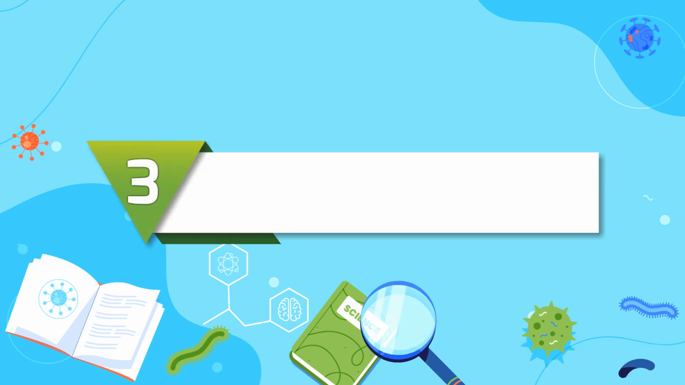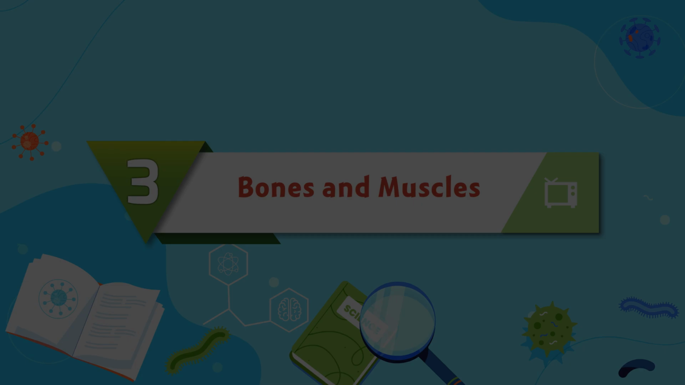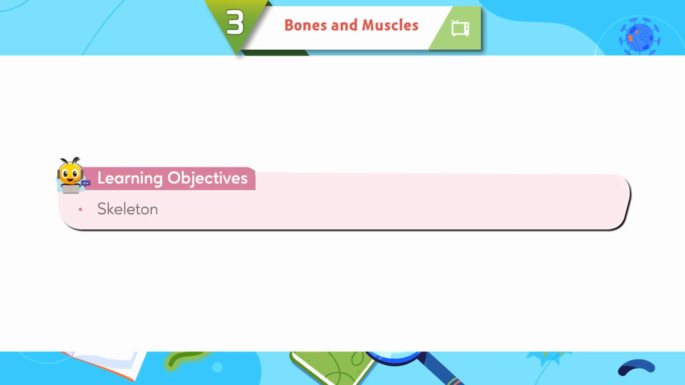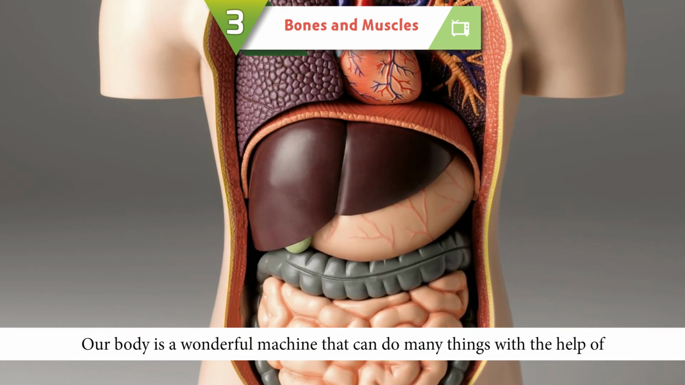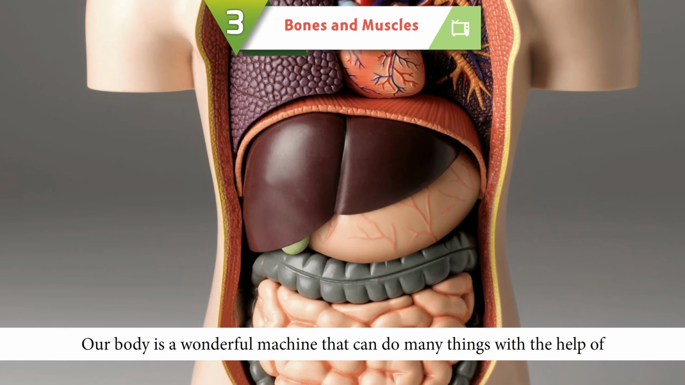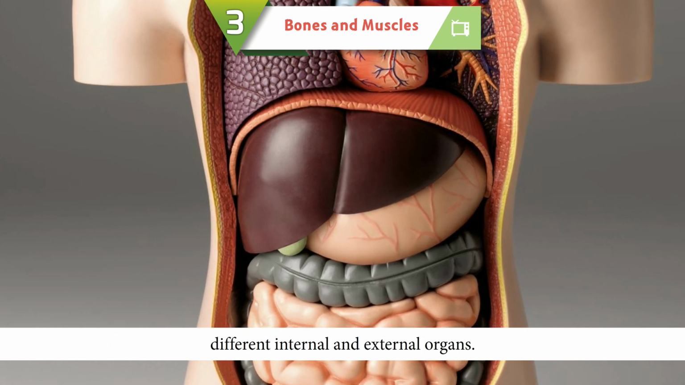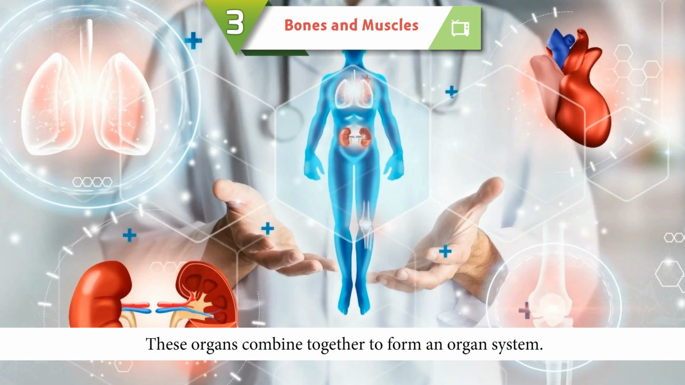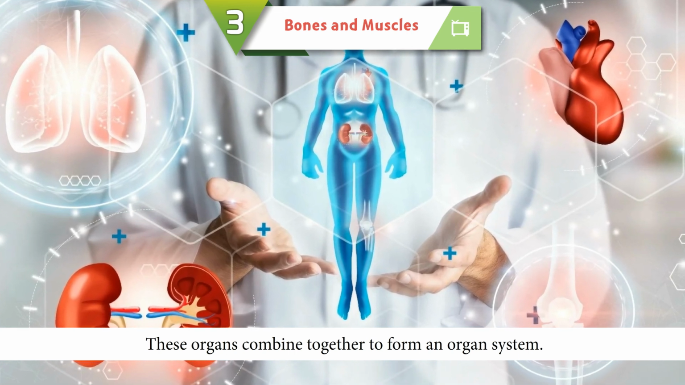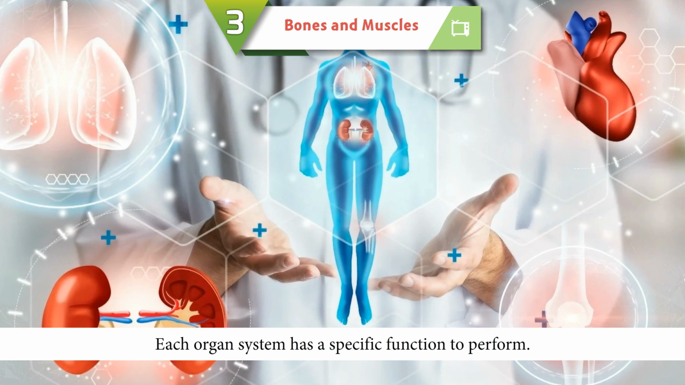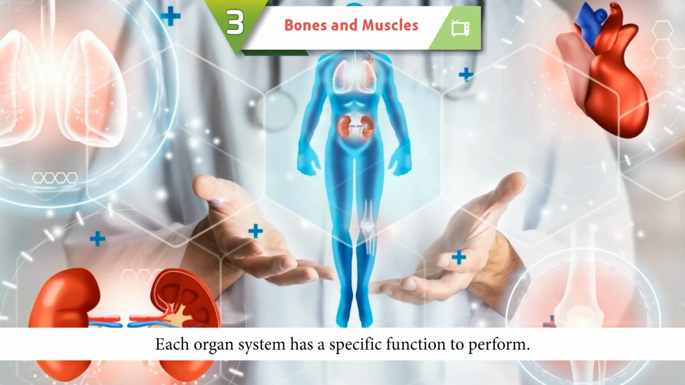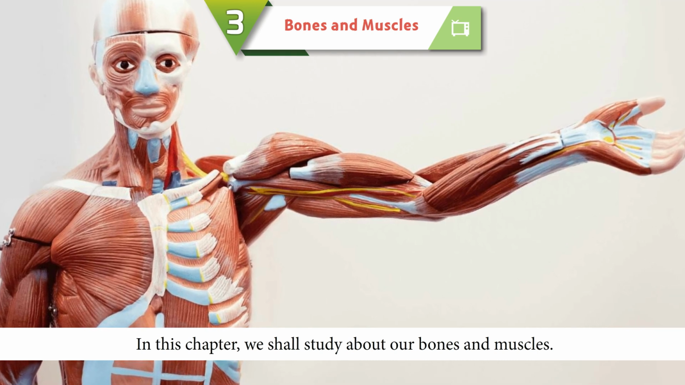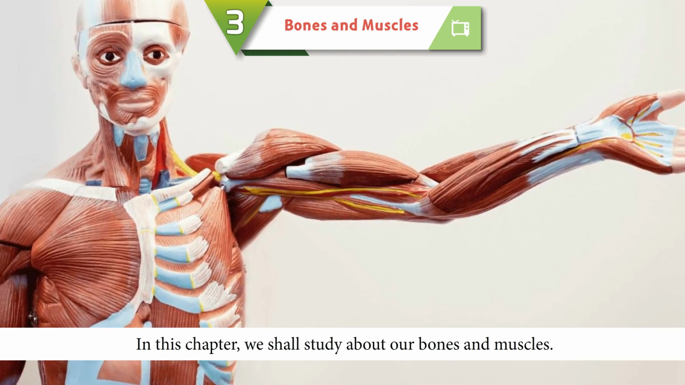Chapter 3. Bones and Muscles. Learning Objectives. Skeleton. Muscles. Joints. Our body is a wonderful machine that can do many things with the help of different internal and external organs. These organs combine together to form an organ system. Each organ system has a specific function to perform. In this chapter, we shall study about our bones and muscles.